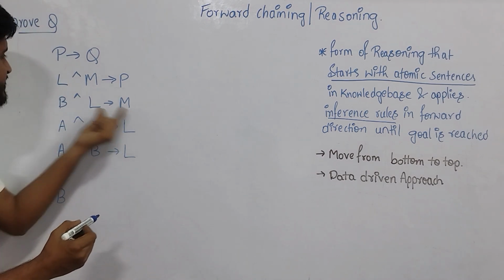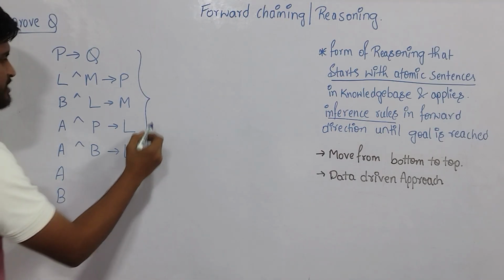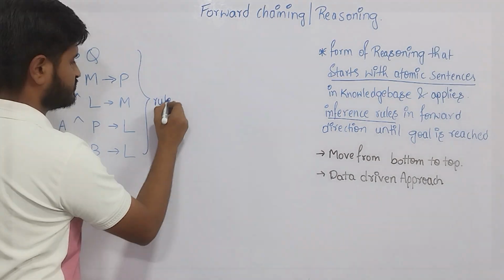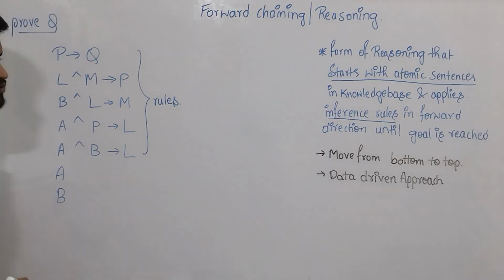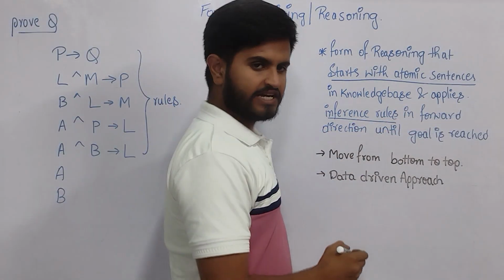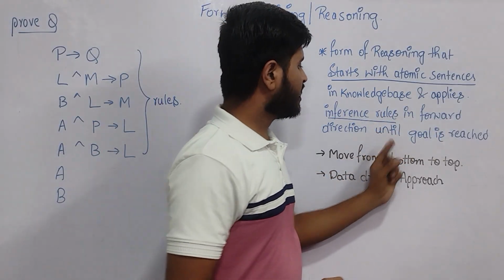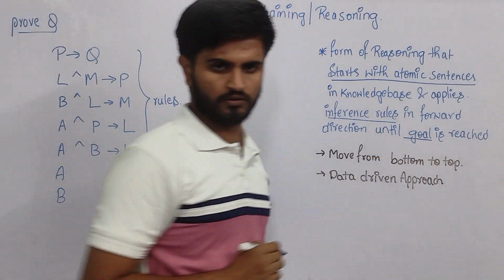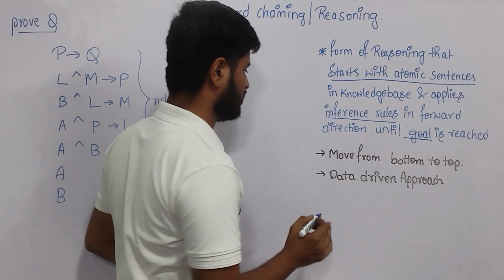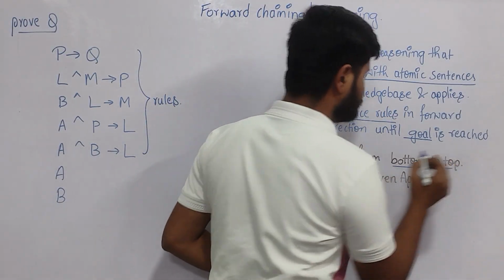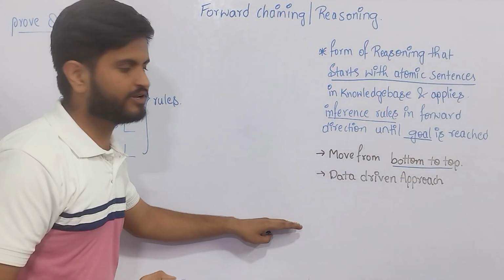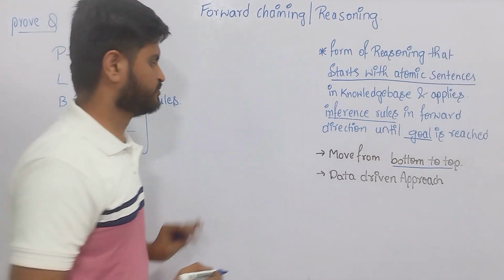So these rules, in which left hand side is also there, right hand side is also there. Left hand side, right hand side. These all can be called as the inference rules. So inference rules in the forward direction. So it is called as forward chaining in the forward direction until it reaches the goal. Now it will move from bottom to top. From bottom we will be constructing until the top side.